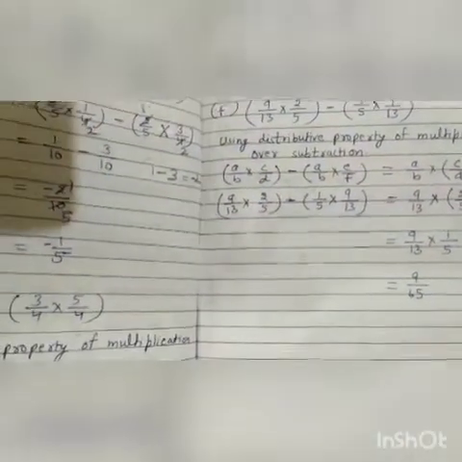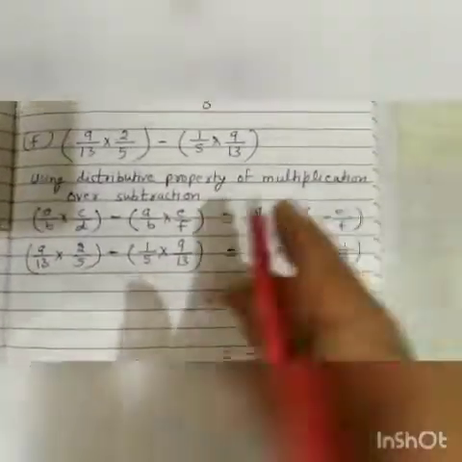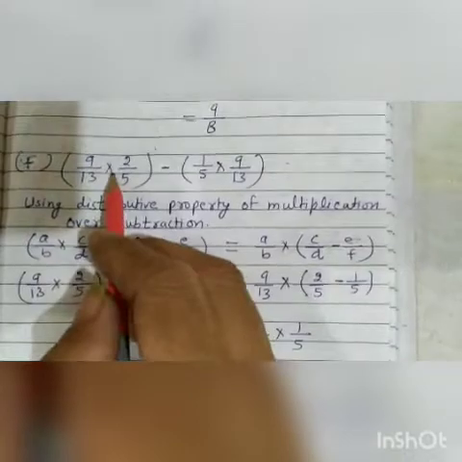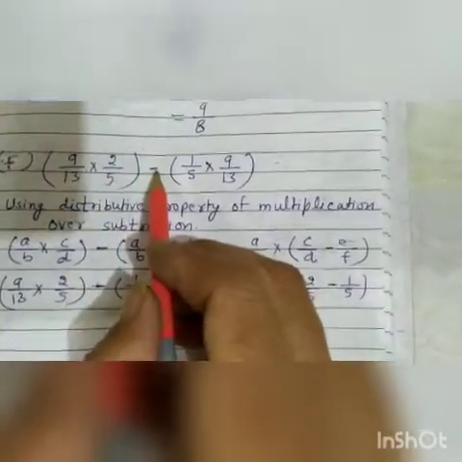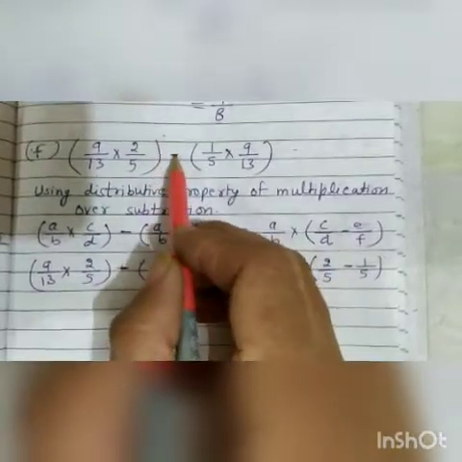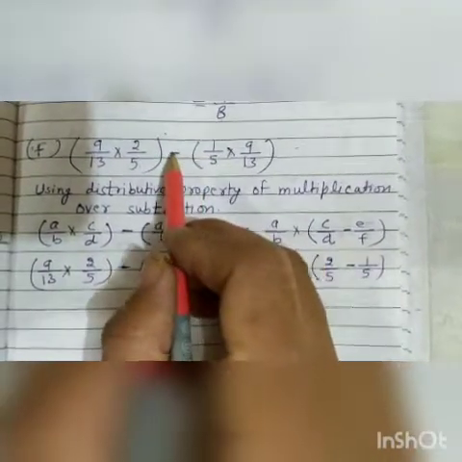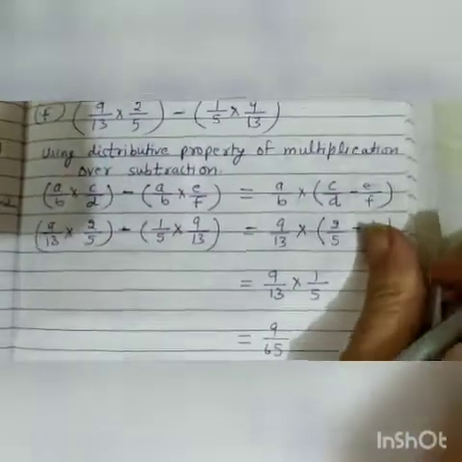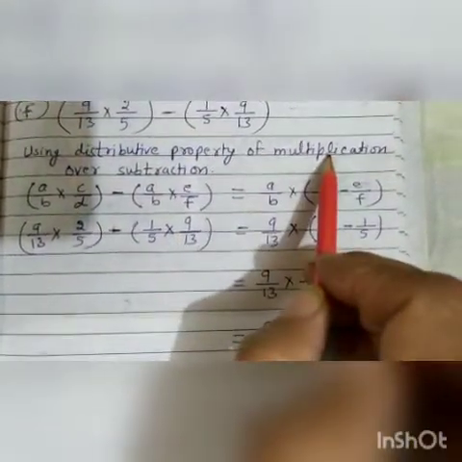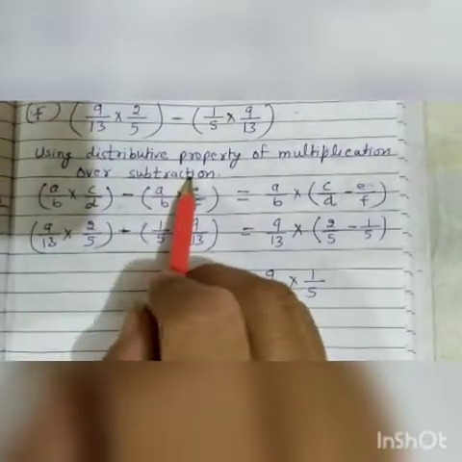Now come to next part. Its next part is F part. In F part, see, 9 upon 13. What is the question? 9 upon 13 into 2 upon 5 minus 1 upon 5 into 9 upon 13. Here, what is the sign between these two brackets? It is minus sign. So, we will write using distributive property of multiplication over subtraction.